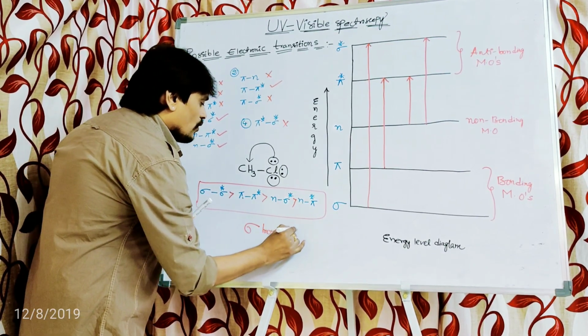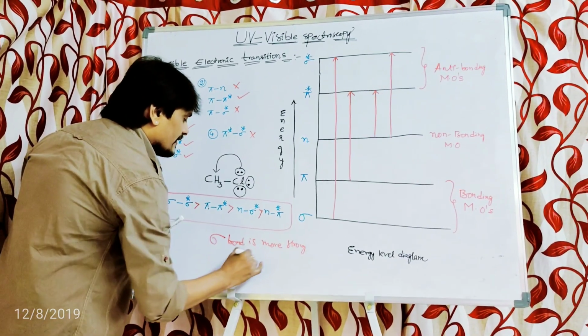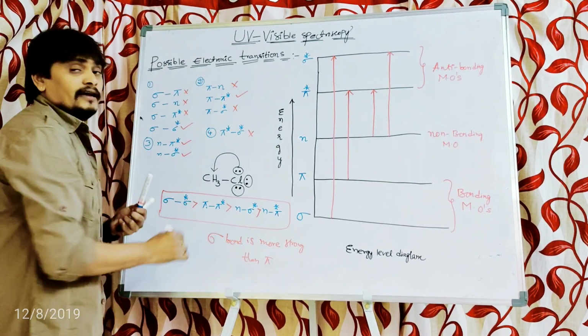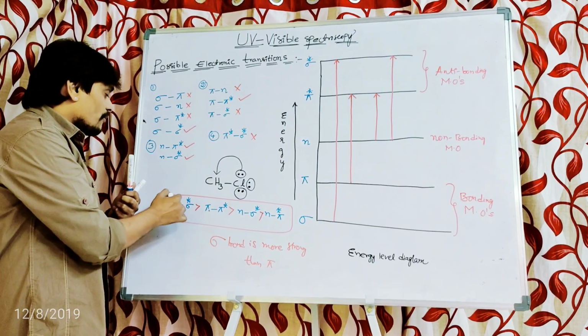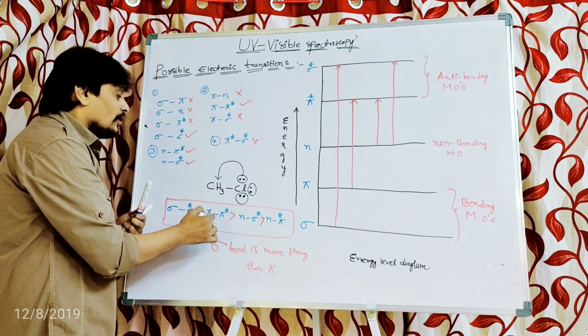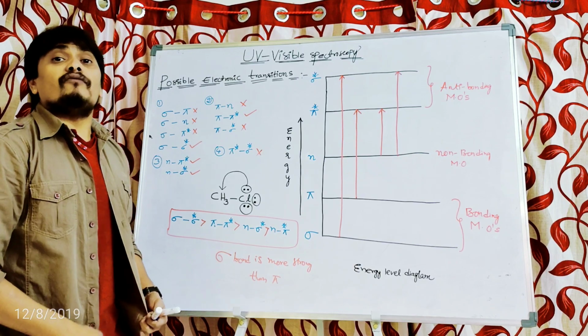That is the reason the sigma bond is stronger than the pi bond, because the energy required for breaking the sigma bond is more, because it is formed by the sigma to sigma star electronic transition when compared to the pi to pi star electronic transition, which is a part of the pi bond.